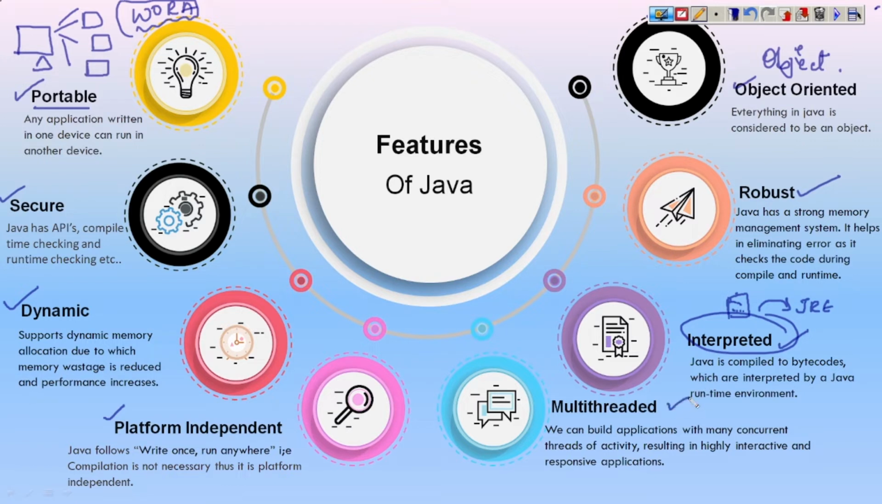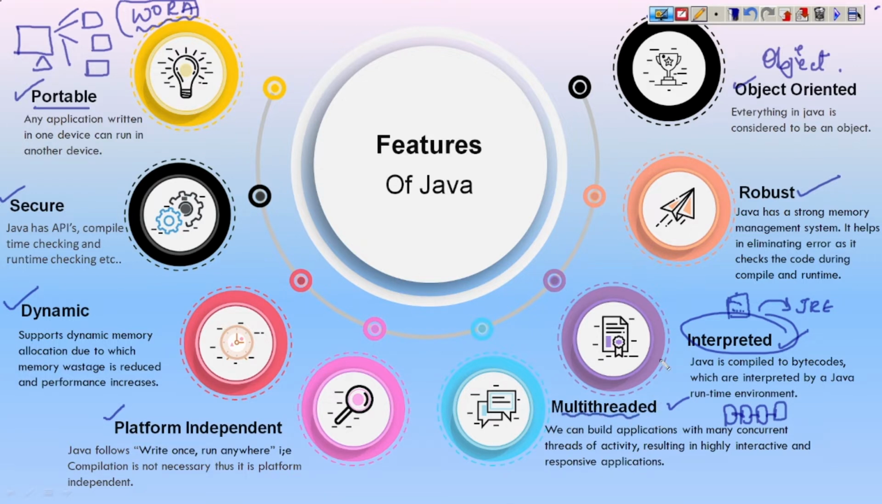Now the last and the eighth one is multi-threaded. What is this multi-threaded? You can build an application with many concurrent threads of activities, resulting in a highly interactive and responsive application. That is, if you are going to use multiple windows or multiple functions in the same application, you can run them and interact with each other very easily and very responsively. That means that Java is multi-threaded.